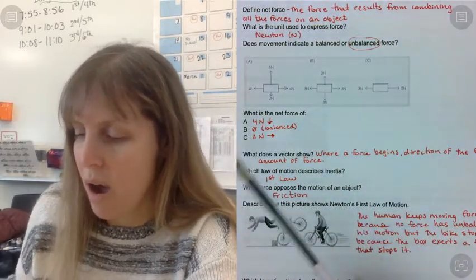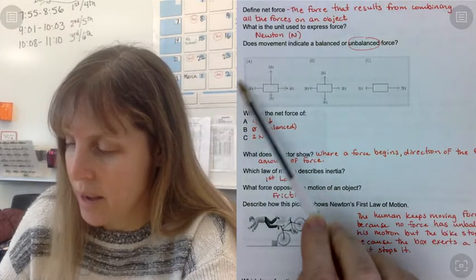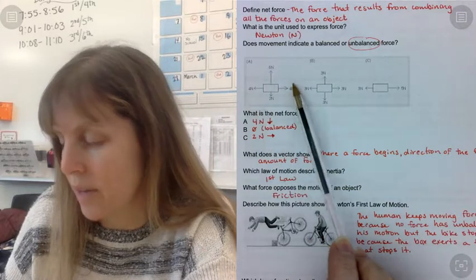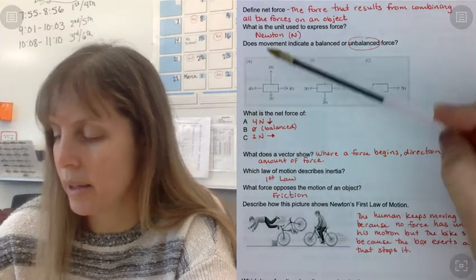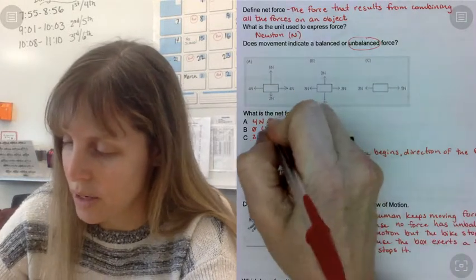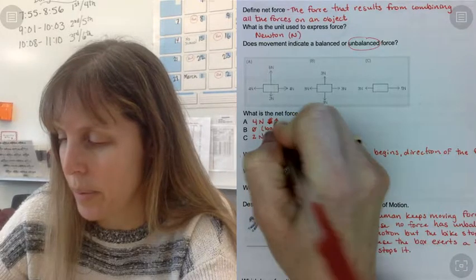So the question is, what is the net force of A, B, and C? For A, the net force is 4 newtons down. 4 newtons left and right both cancel each other out, so you're really left with 6 newtons up and 2 newtons down. Oh, my bad. Going over this, it is 4 newtons up. 4 newtons up. Okay?